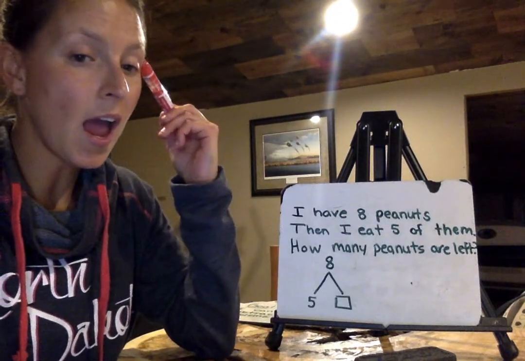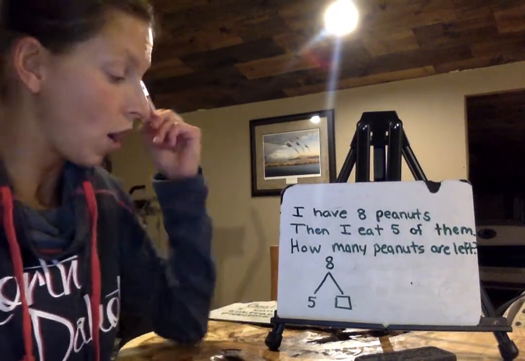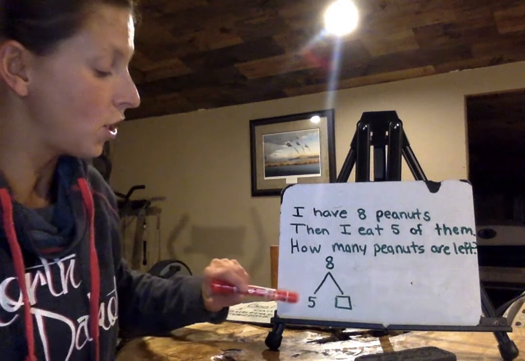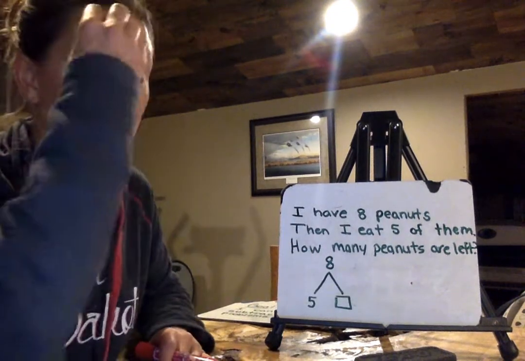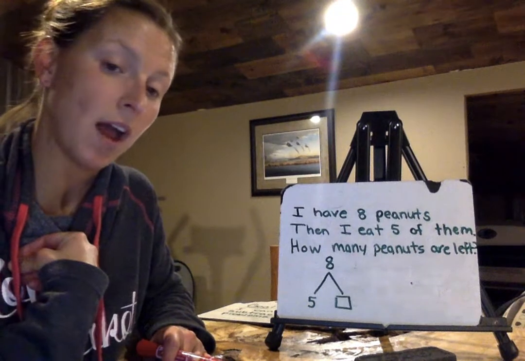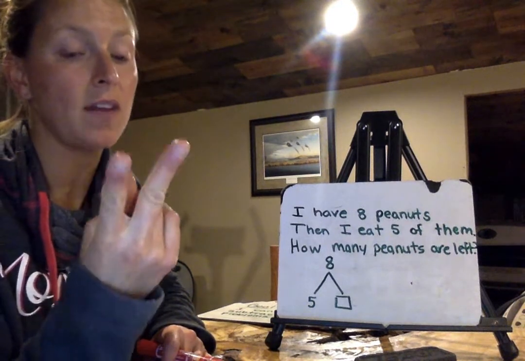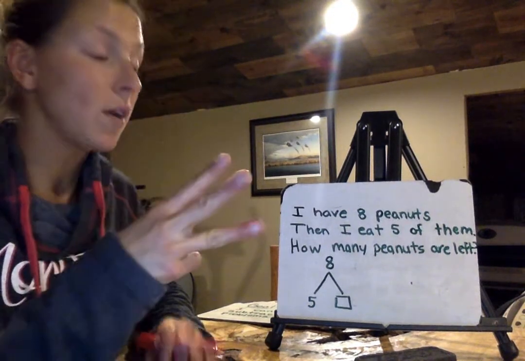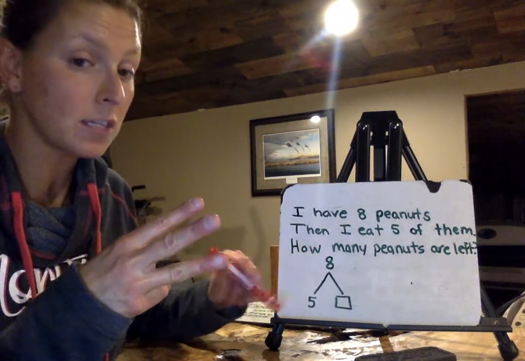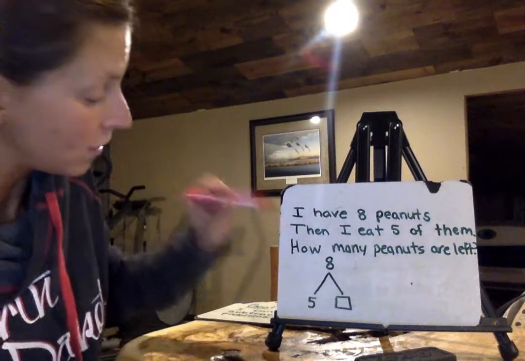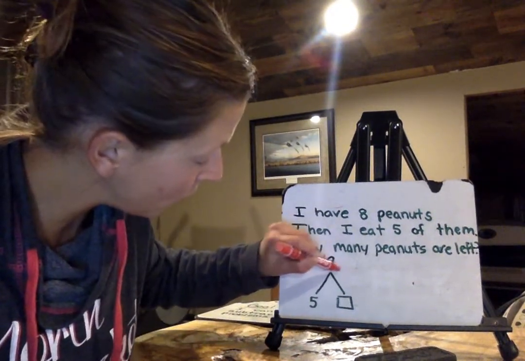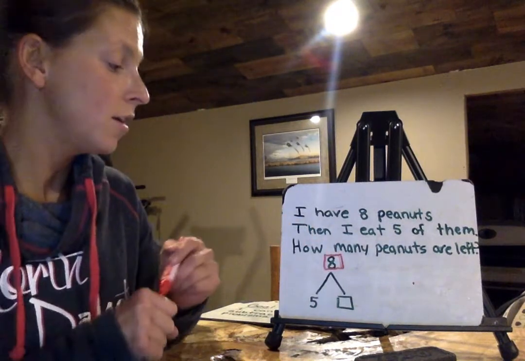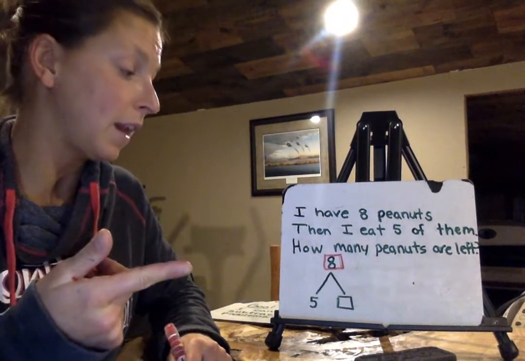I had 8, but I took away 5. So in my brain, I'm going to think I took away 5, 6, 7, 8. So I stopped at 8 because even though it's a subtraction problem, the total never changes. The total is always going to be the greatest number. So I'll repeat that again.